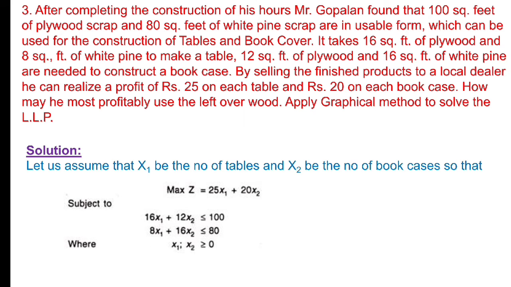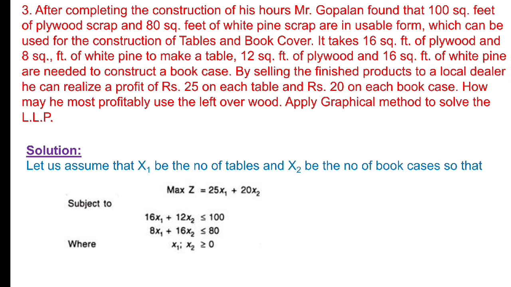Here the conditions are what is given. 16x1 plus 12x2: 16 square feet of plywood and 12 square feet for the other item. So how much plywood is needed? 16 for one, 12 for the other. That is why 16x1 plus 12x2 is less than or equal to 100 square feet available. Now for the white pine, 80 square feet is available.